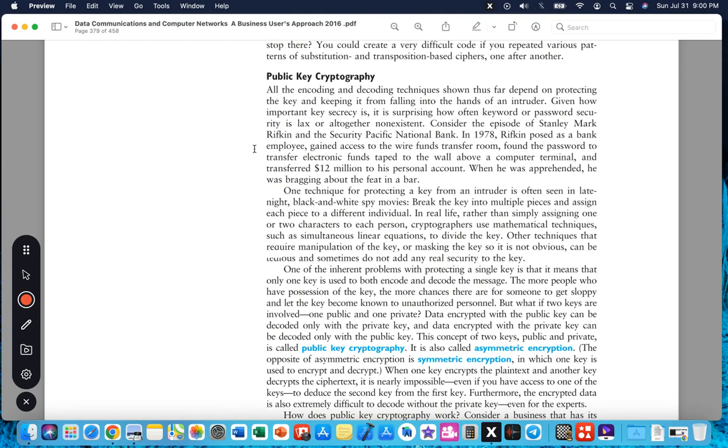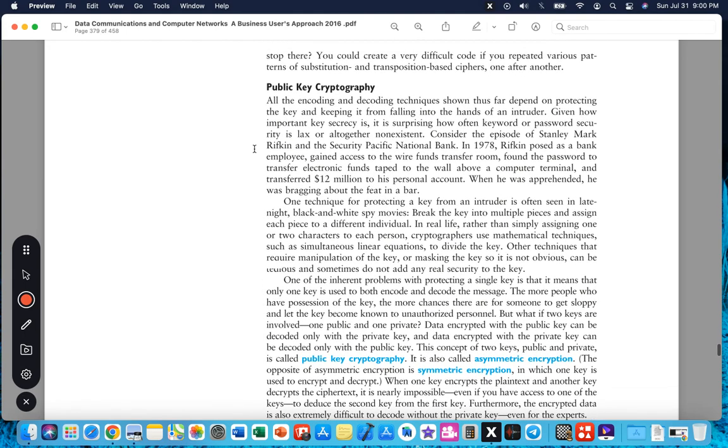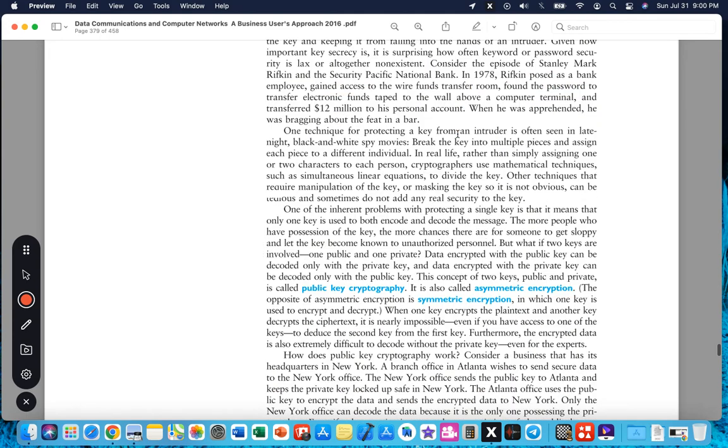Public key cryptography. All the encoding and decoding techniques shown thus far depend on protecting the key and keeping it from falling into the hands of an intruder. Given how important key secrecy is, it's surprising how often keyword or password security is lax or altogether non-existent.